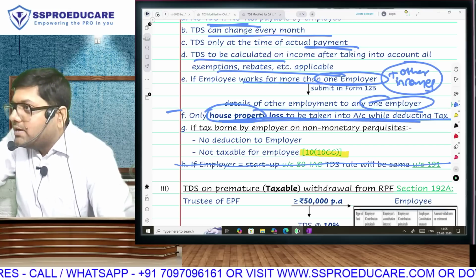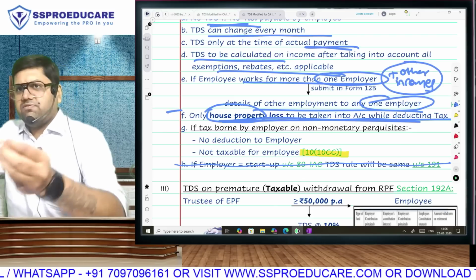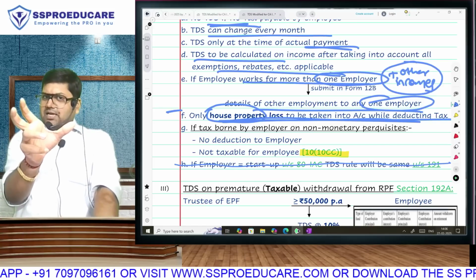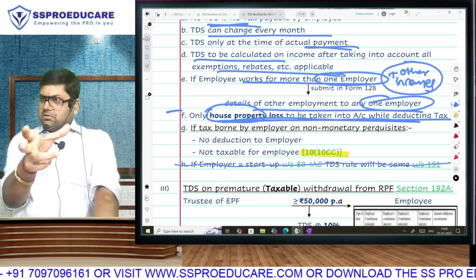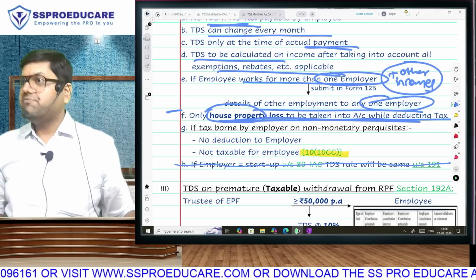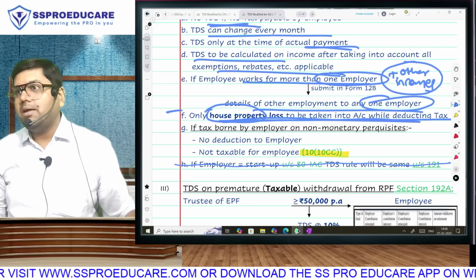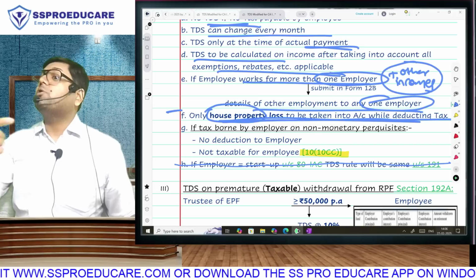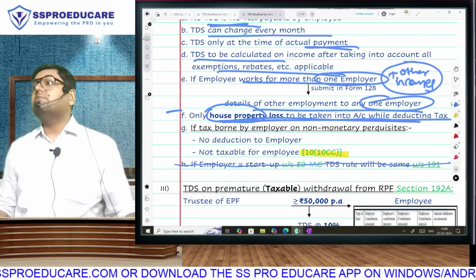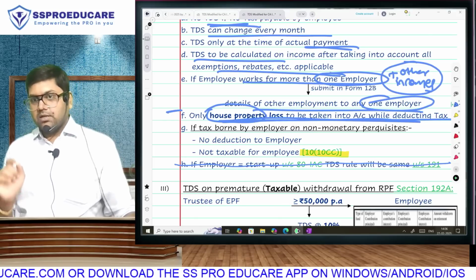You remember now 10(10CC)? Now how does it affect the TDS chapter? This is very simple. My total tax liability is tax calculated on salary plus perquisite. But one portion of my total tax liability is already paid by my employer. Which portion? The tax on perquisites has already been paid by my employer. That means I have to pay only the remaining. And if I have to pay only the remaining, my TDS will also be only the remaining part. Do you understand this?